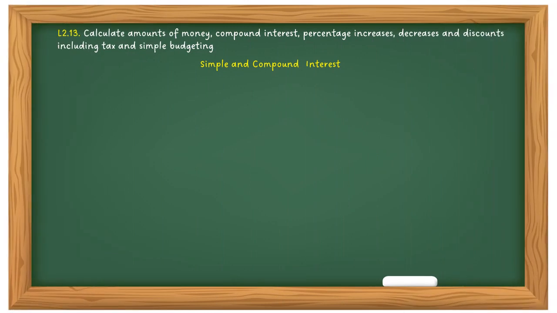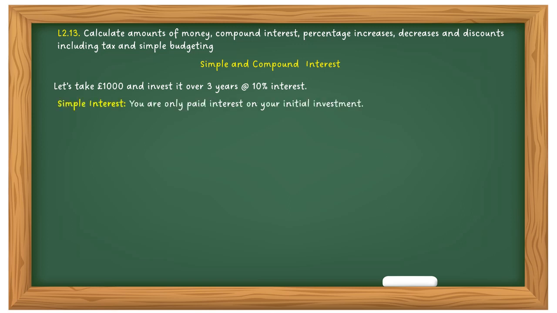Now let's look at simple and compound interest. We'll start with simple interest and I'll show you how it works. Now let's take £1,000 and invest it over 3 years at 10% interest. Now with simple interest, you're only paid interest on your initial investment. So you can see here that in year 1, you invest £1,000, you make 10% profit, and we know already that's £100. So you make £1,100 return for the first year.